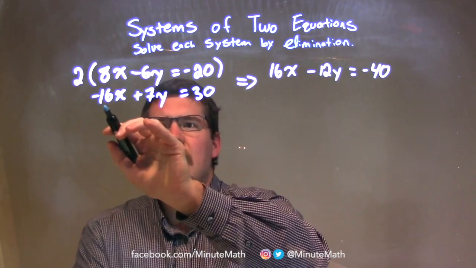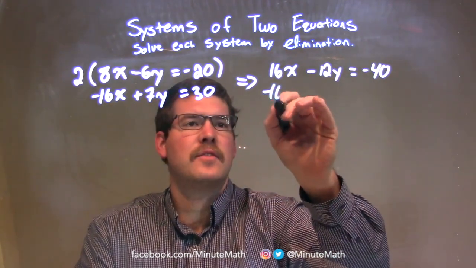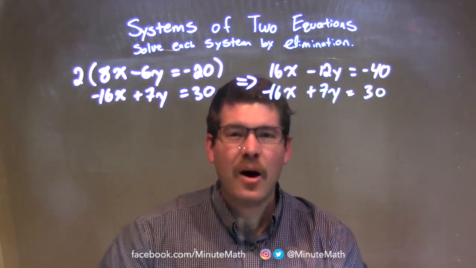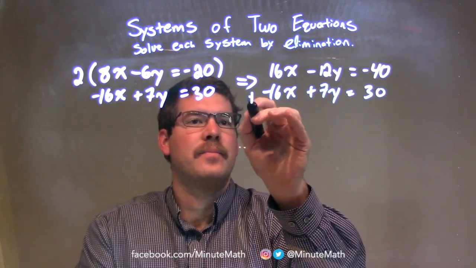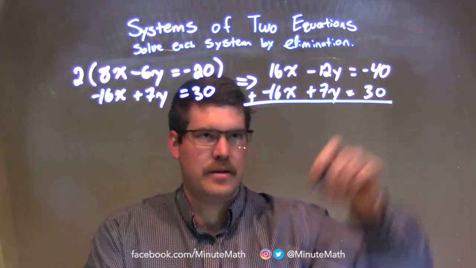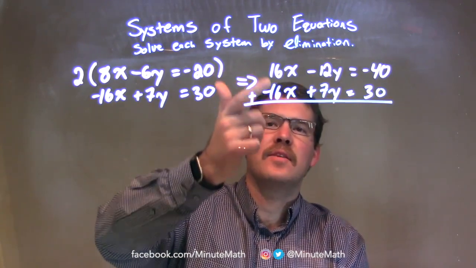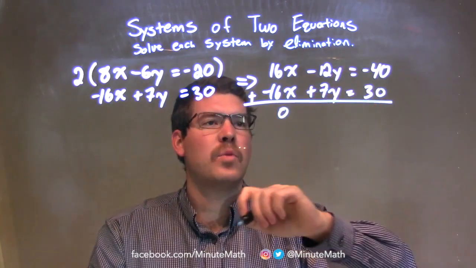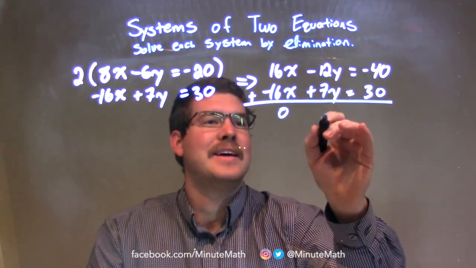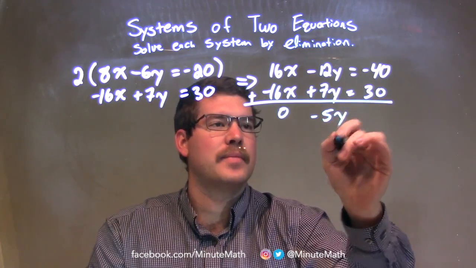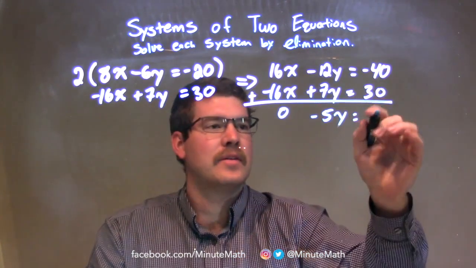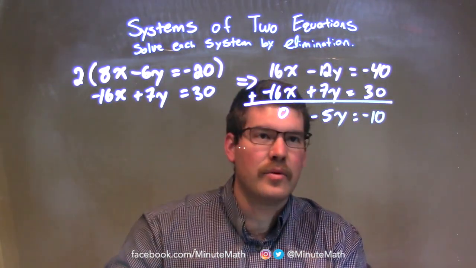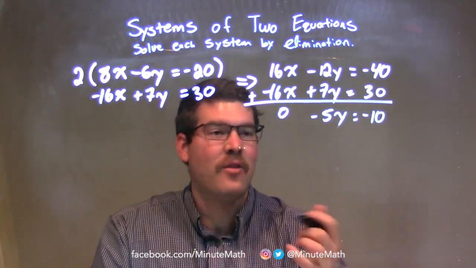If I did this right, I should just be able to transfer the second equation, negative 16x plus 7y equals 30. Now I'm going to add these two equations straight up and down. 16x and negative 16x, when I add them together, is 0. Fantastic, that's what I want. Negative 12y and positive 7y is negative 5y. And negative 40 and positive 30 is negative 10. So at this point, I have an equation with just one variable, so we just need to solve for that variable.